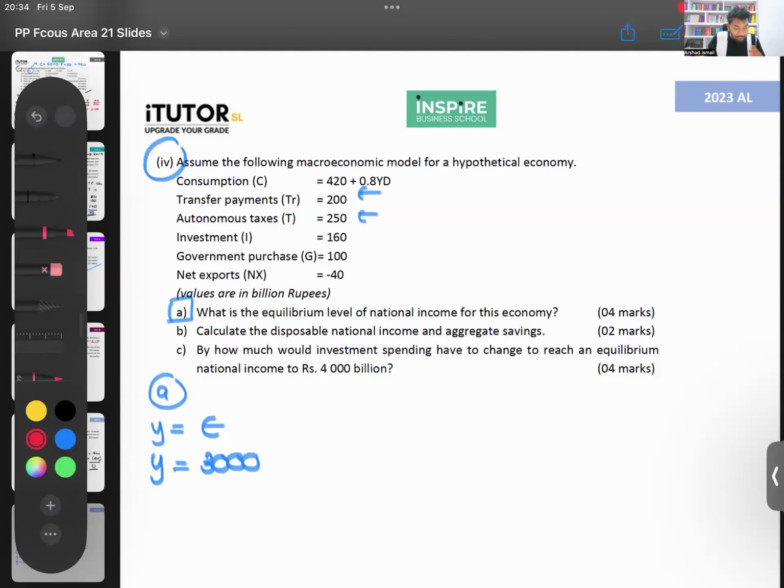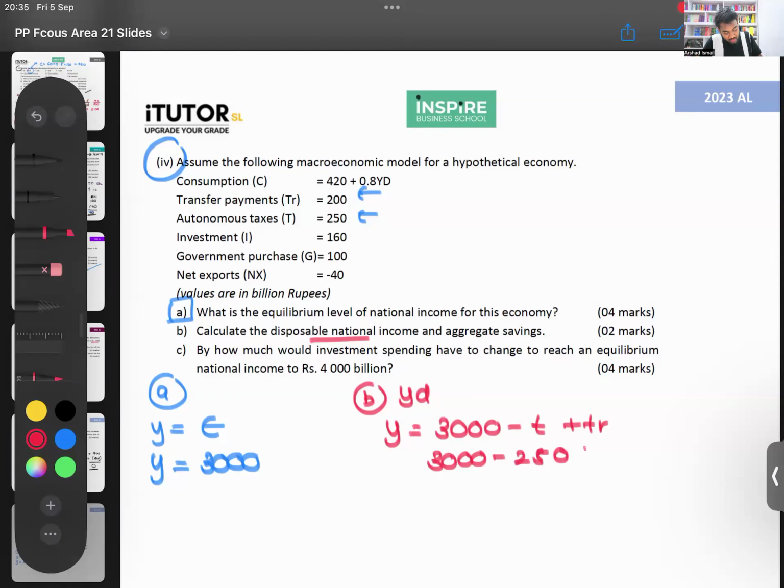Then look at part B. Part B is saying, calculate disposable national income. How do you get disposable national income? YD. So you have your national income as 3,000. From Y, you subtract taxes and add transfers. Your taxes are 250. Your transfers are 200. How much is your disposable national income? That is 2,900, sorry, how much do you get? 2,950.